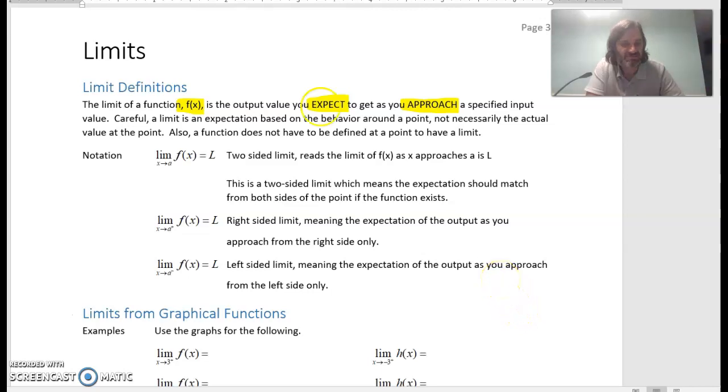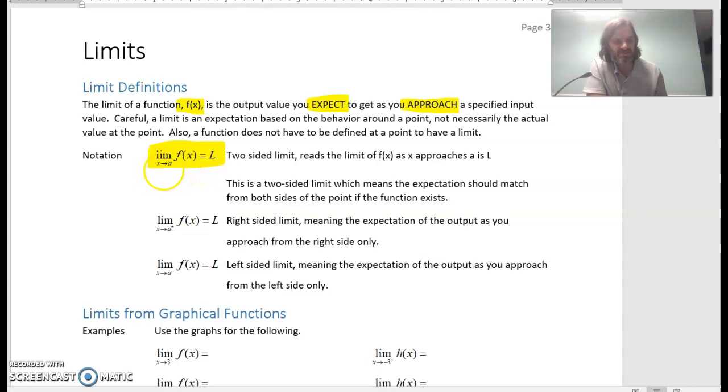So when we say expect to get, it doesn't necessarily mean it's the actual output. And when we say approach a specific value, it doesn't mean we're actually using that value. So things are a little bit off sequence here as far as exactness. Limits are exact, but how you get them is not your traditional algebra way up to this point. So let's look at the notation. We've got three different notations. Limit as x approaches a, which is what we have down here at the bottom, of f of x.